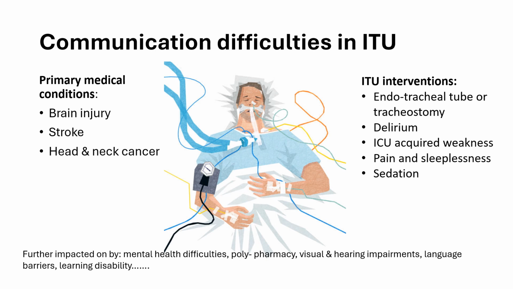Communication difficulties can be caused by various things: a primary medical condition such as a brain injury or stroke, or it may be due to an ITU intervention itself, e.g. an endotracheal tube or cuff trachea, sedation, critical care weakness or delirium. Other things like pre-existing mental health or learning difficulties, visual and hearing impairments, or a language barrier may also impact on a patient's communication with staff.